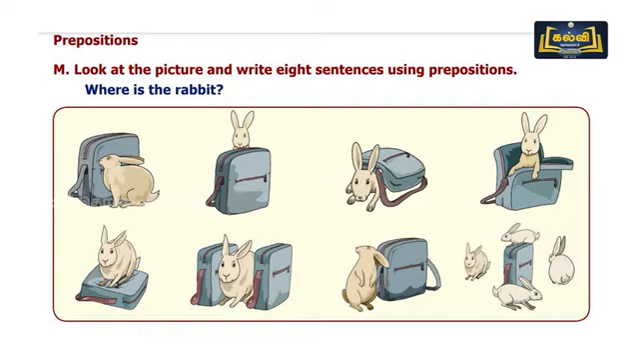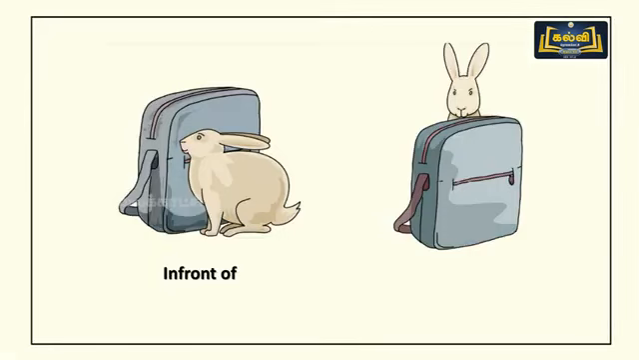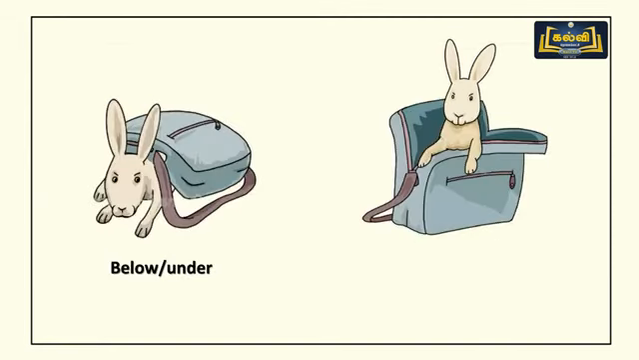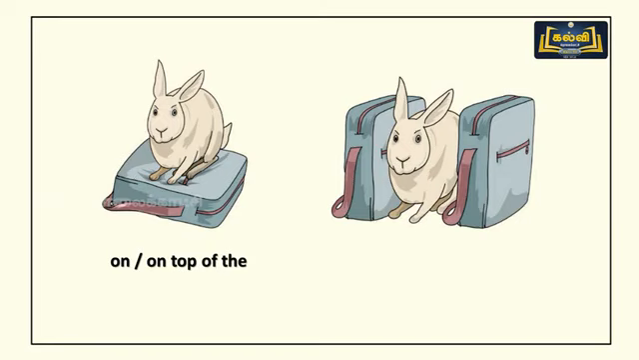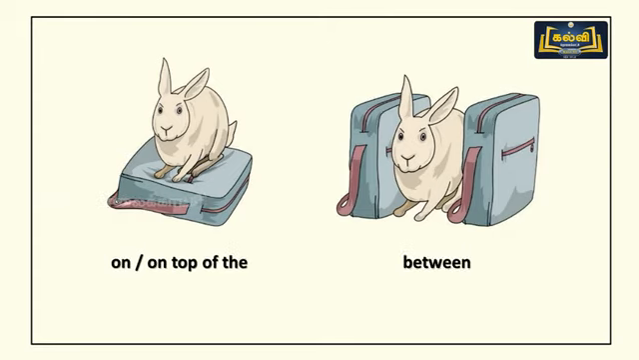It is differing. In the first picture, the rabbit is in front of the bag. In the second picture, the rabbit is behind the bag. Next one, the rabbit is below, or you can use under, the bag. The following picture, the rabbit is inside the bag. The next one, the rabbit is on the bag or on top of the bag. Both usages are right. The next picture, the rabbit is between the 2 bags. You can see 2 bags. The rabbit is in between the 2 bags.